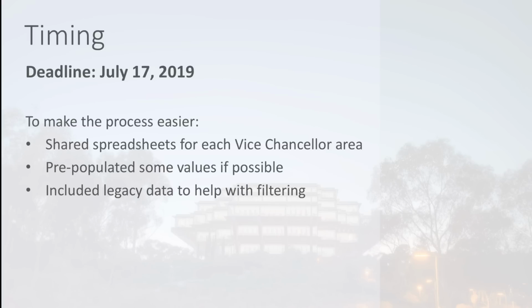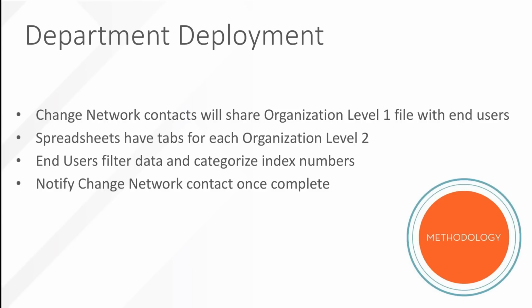So what we've done to make the process as easy as possible is the project has set up shared spreadsheets for each Vice Chancellor area. We've provided as much information as we could, where we could pre-populate some values. We've also included all the legacy chart data to assist you when you go through and categorize. So how are we going to do this?